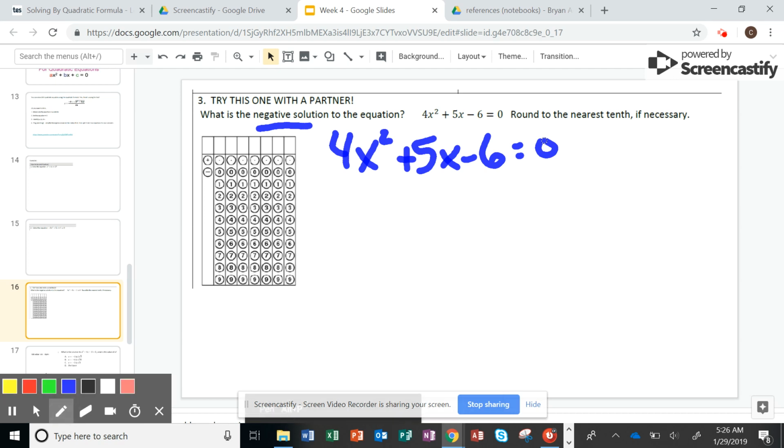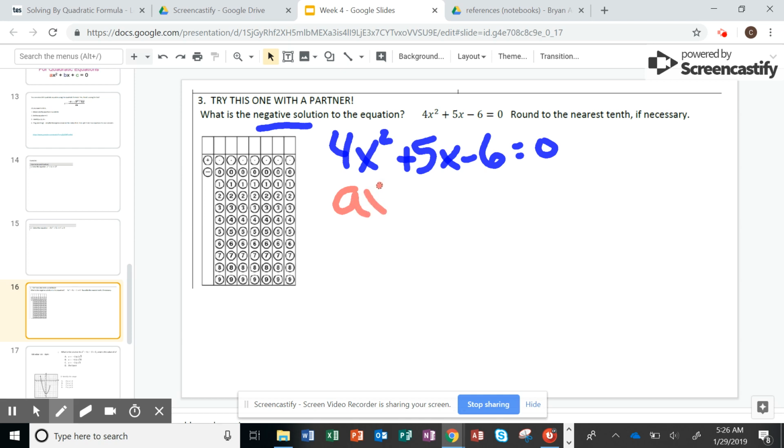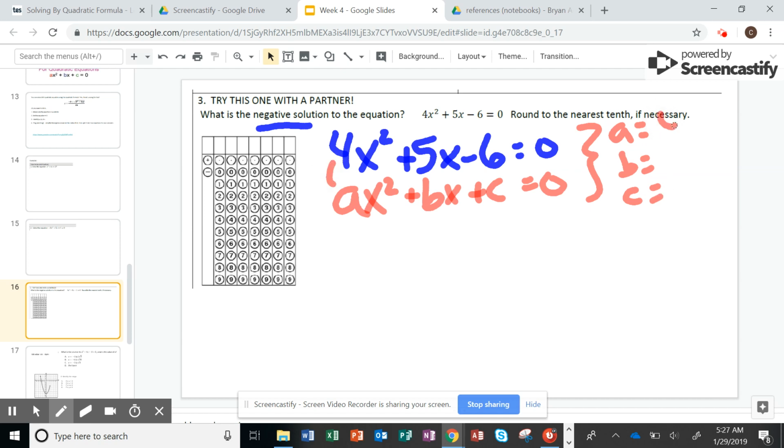And again, I want you guys to write the quadratic equation in standard form, ax squared plus bx plus c is equal to 0, so that we can identify what the a, b, and c values are. So a, from here we can see that it's 4, b is 5, and c is, if this is a plus c and we see a minus 6, that means that our c is negative 6. So now let's go ahead and plug it in.